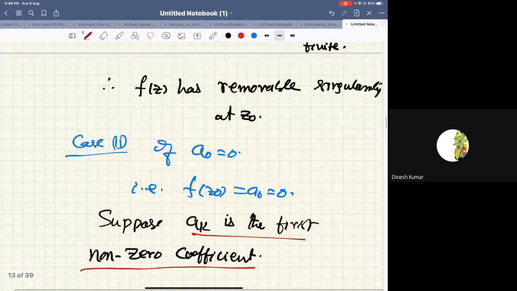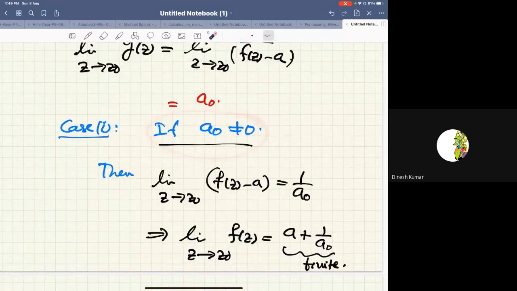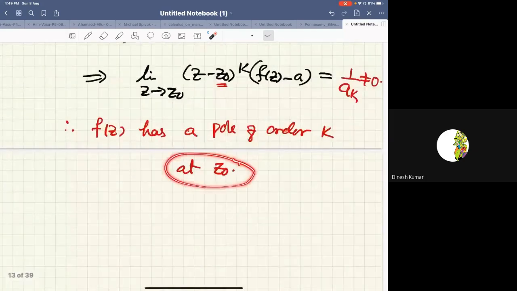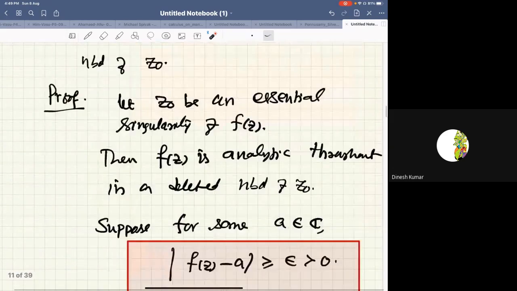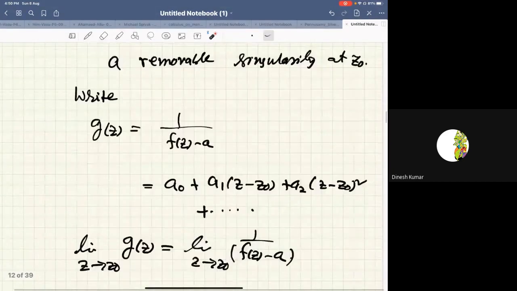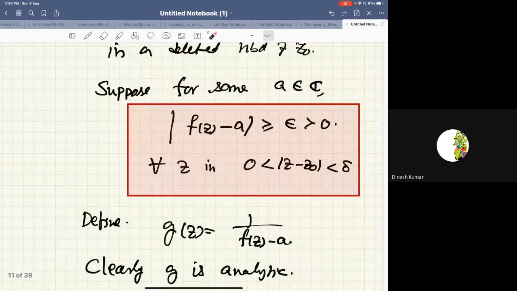Okay. Therefore, when we have taken a0 not equal to 0, we got the removable singularity. And if we assume that a0 equals 0, we got that our z0 is a pole of order k. But what is our hypothesis? Our hypothesis says that z0 is an essential singularity. If z0 is an essential singularity, it cannot be a removable singularity, or a pole of some order, right? So this gives a contradiction to our hypothesis that z0 is an essential singularity. Okay. So why did we get such a contradiction? Because we assumed that for some complex number a, f of z is not coming close to a in every deleted neighborhood of z0. Okay. So this assumption that we have taken is wrong. Okay.